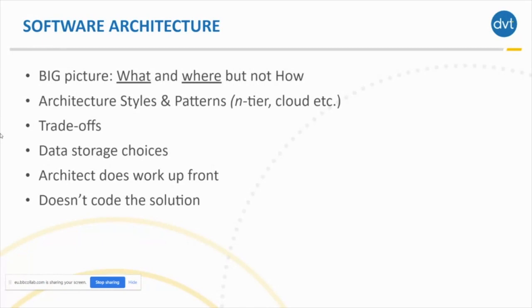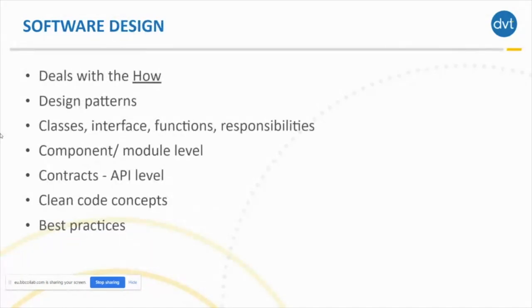But yeah, that's just in a very niche environment, not necessarily everywhere. What happens in software design is that it deals with everything to do with how. How are you going to design it? How are you going to write it? How are you going to build it?